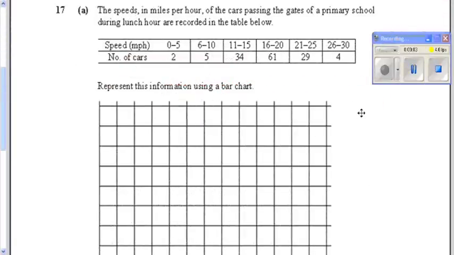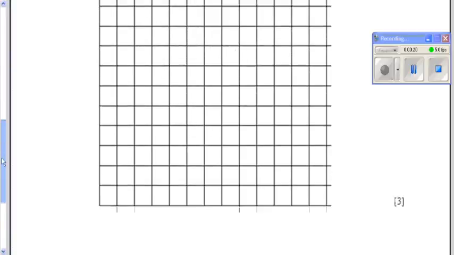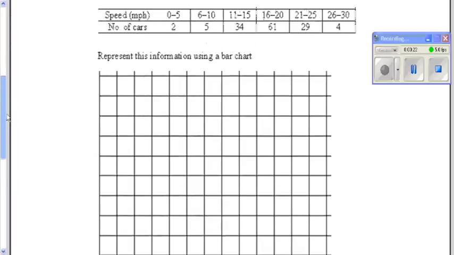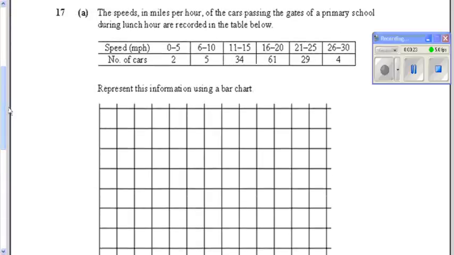Okay, here's 17a. You're given a table showing a survey of the speeds of cars going past a primary school. So there's your number of cars or frequency at different speeds, and you're asked to draw a bar chart. So if you want to stop the video, have a think about that, and we'll go through the solution in a moment.